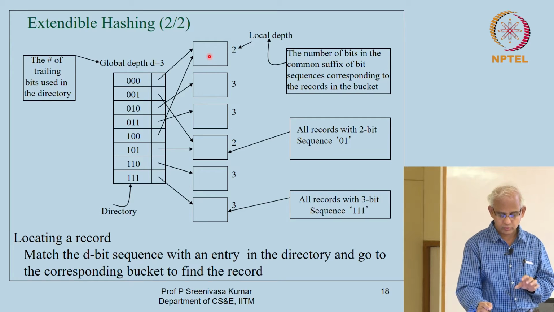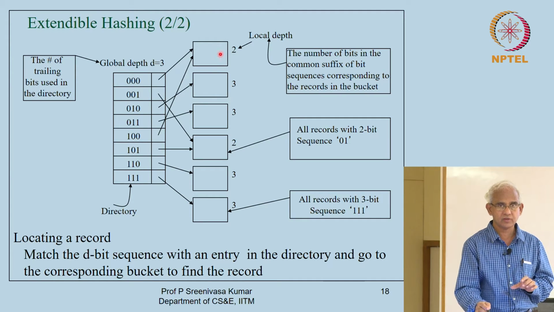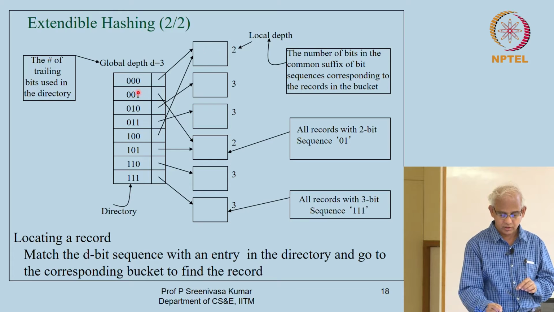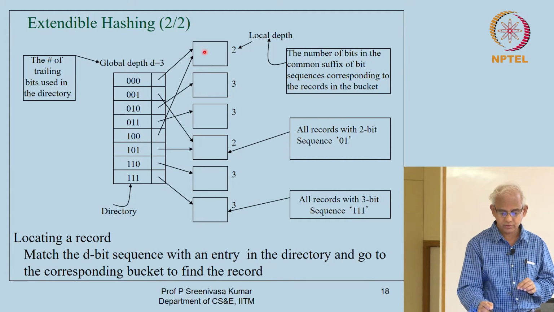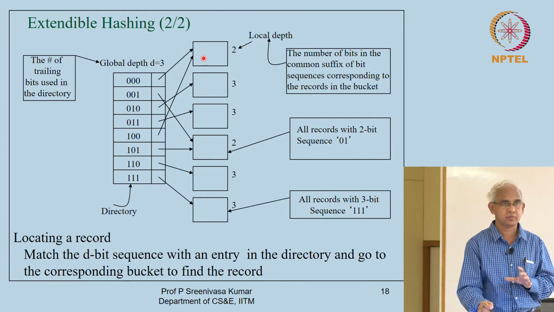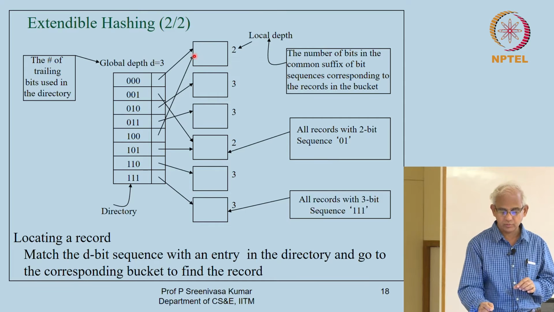Now, basically what we are doing here is that if the number of records that map to the buckets corresponding to 000 and 100 is not sufficient to have 2 different buckets, we are actually putting them together in one bucket.